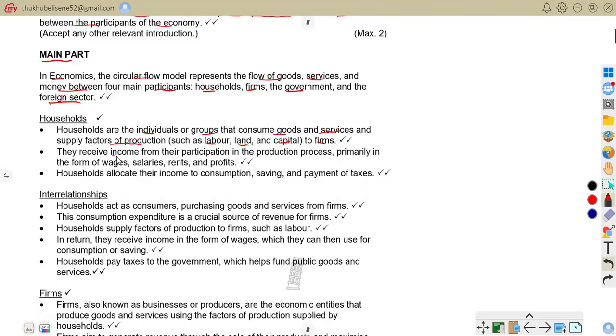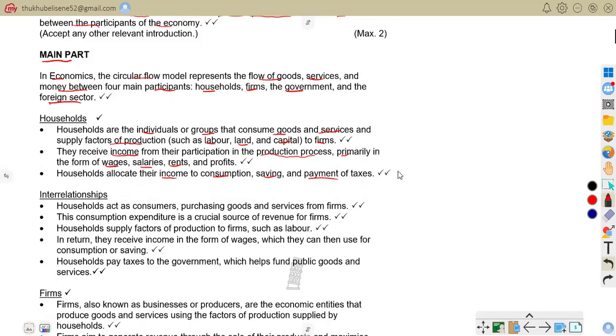In return, they receive income from their participation in the production process, primarily in the form of wages, salaries, and rents. If they supply labor and work for the firms, they get salaries or wages. With the land that they have, they can get rents. And with capital, they can get a return, which is profits. So households allocate their income to consumption, savings, and payment of taxes.